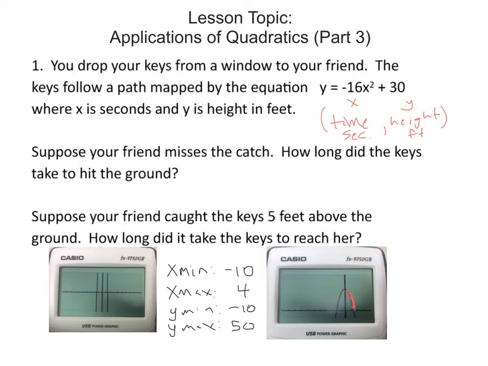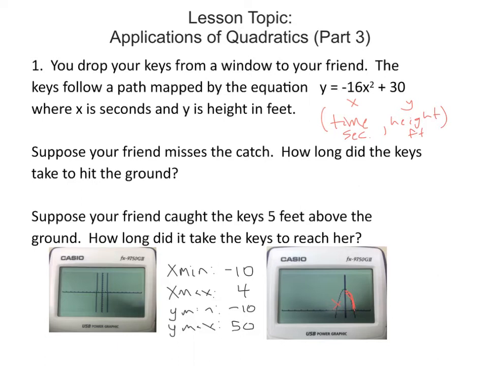The rest of the parabola in this picture doesn't have anything to do with a true word problem in real life. There is nothing over here at a negative number of seconds in this situation. So again, the keys start here, and then they drop to here.